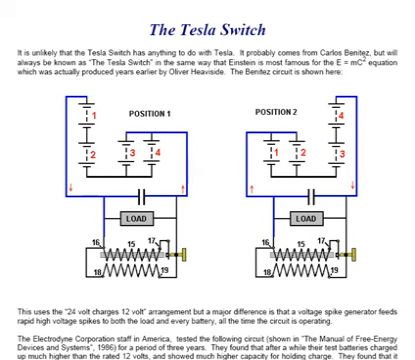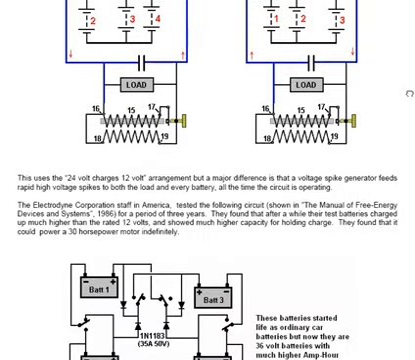The system used is often referred to as the 12 volt charges 24 volt charges 12 volt arrangement. But a major difference is that the spike generator feeds a rapid high voltage train of spikes to both the load and every battery all the time that the circuit is operating.